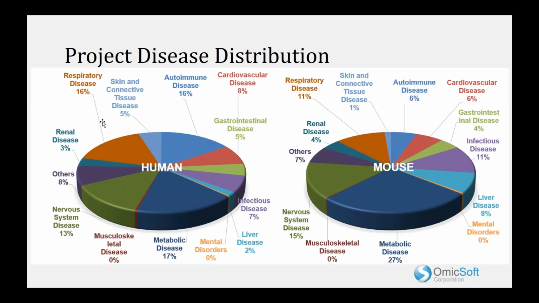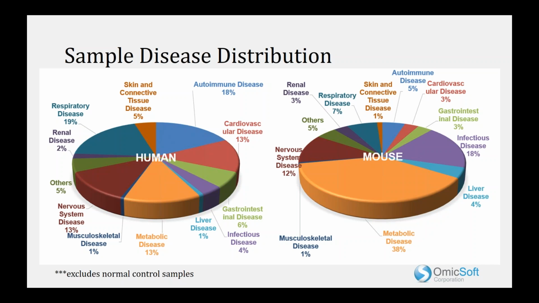And here are the pie charts for the project distributions. I think the majority is still immune disease and metabolic disease. But you can see that now nervous system disease is taking close to 15%. And also liver disease, although small, we now at least have a few liver disease projects, and they were all requested by our users.